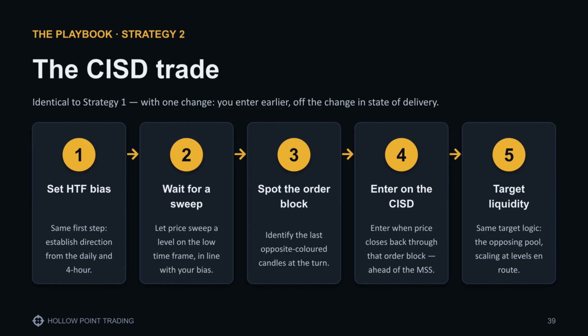Strategy 2 is the CISD trade. It mirrors the first strategy, but with a more aggressive entry. After the sweep, you identify the order block and enter as soon as price closes through it, getting you into the move before the structure shift is fully confirmed.